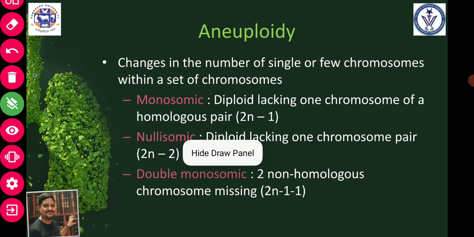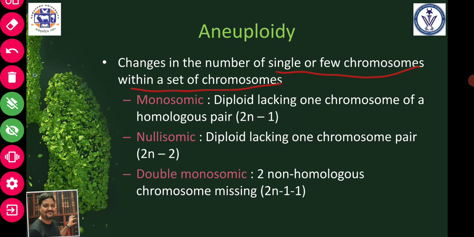Now, what is aneuploidy? Aneuploidy we have already discussed. There will be either one or two chromosomes less or one or two chromosomes more than the diploid chromosome number. So these are changes in the number of single or few chromosomes within a set of chromosomes. An example is the monosomic, a diploid having one less chromosome, and the formula for this will be 2n minus 1.